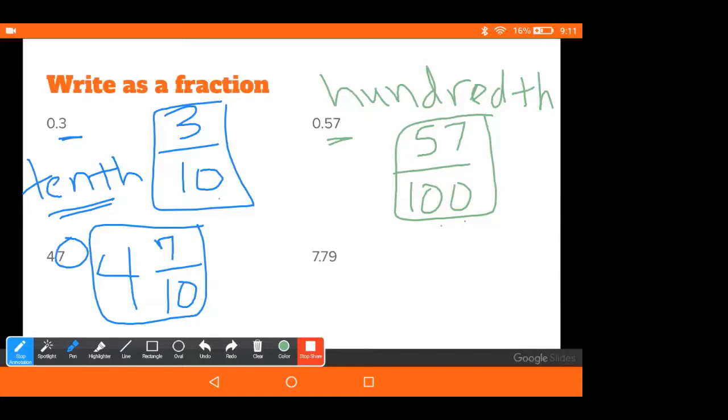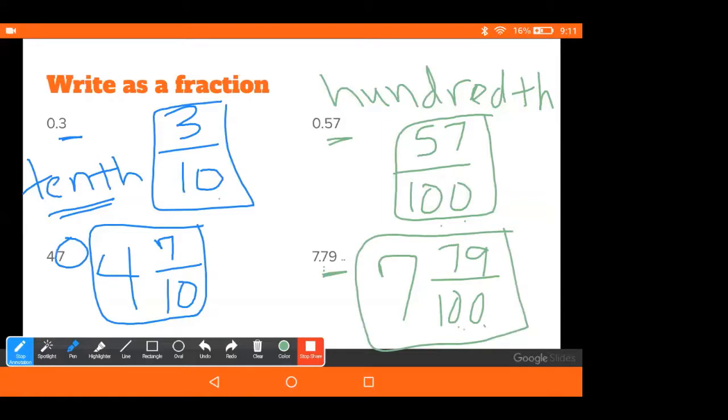Okay, 7.79. So that is 7 and 79 hundredths because I'm in my second decimal place, my 2 decimal places. So I'm going to put my whole number out front, and then my denominator is going to be 100 because I am in my second decimal place, so I need 2 zeros. And then 79 is my numerator. So that is my answer when I'm writing it as a fraction.